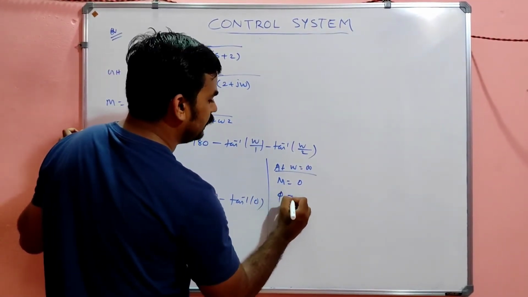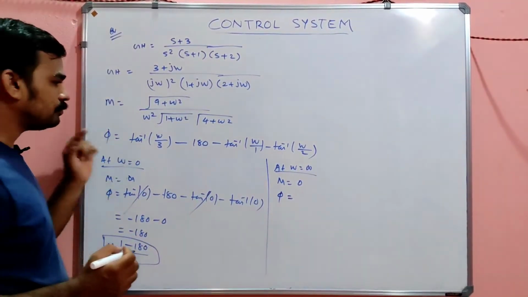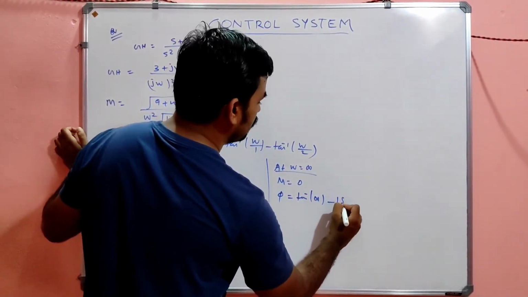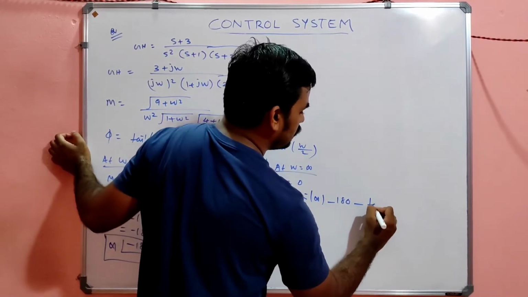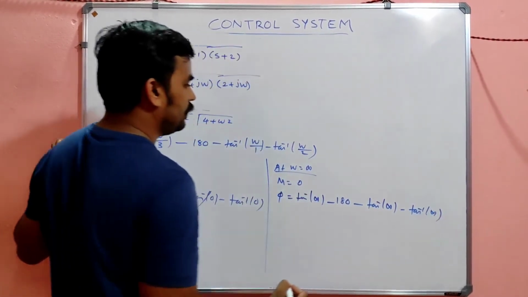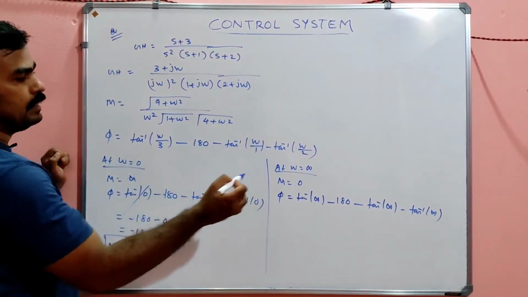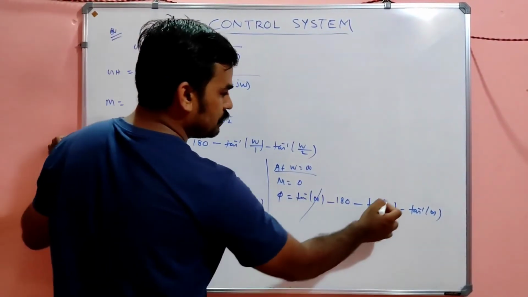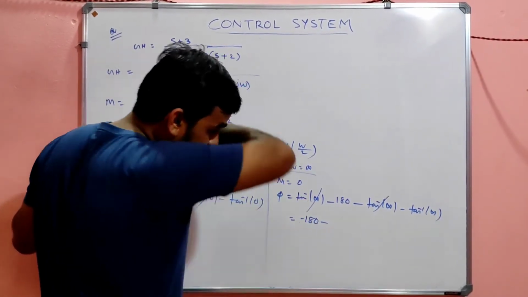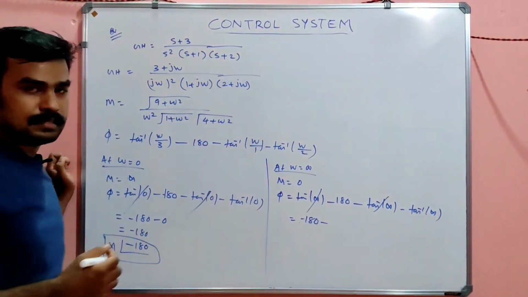So what will be the phase angle then? Phi is equal to what? Tan inverse infinity minus 180 minus tan inverse infinity minus again tan inverse infinity. Am I right? So one tan inverse infinity and the other cancel. So remaining will be minus 180 minus tan inverse infinity. What is that, my dears?